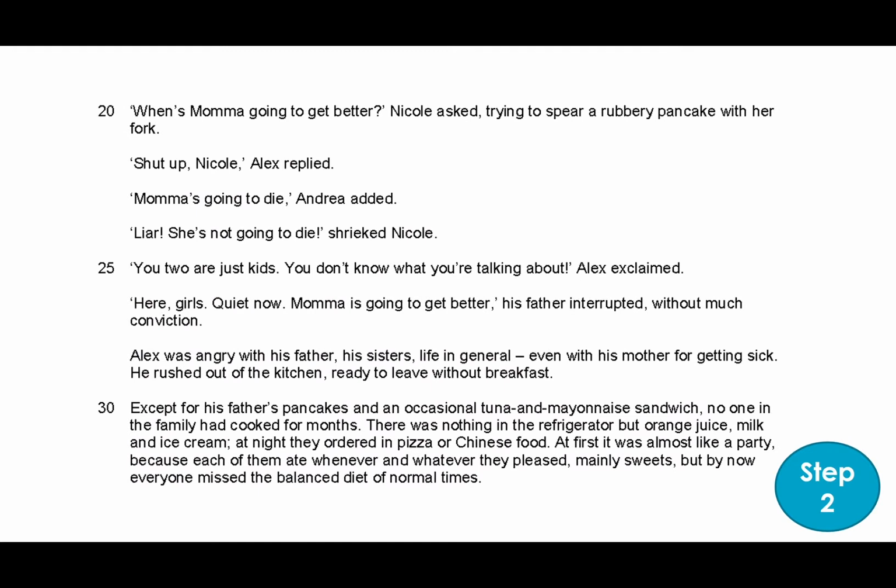So I know here, as I said in question 3, there's dialogue. And I'm going to zoom in on this quote here. Alex says, "Shut up, Nicole," when his sister asks about the mum. I like that. And I think that's, again, number 1, that he's struggling to cope because he's snapping. He's got bad relationships with his family.